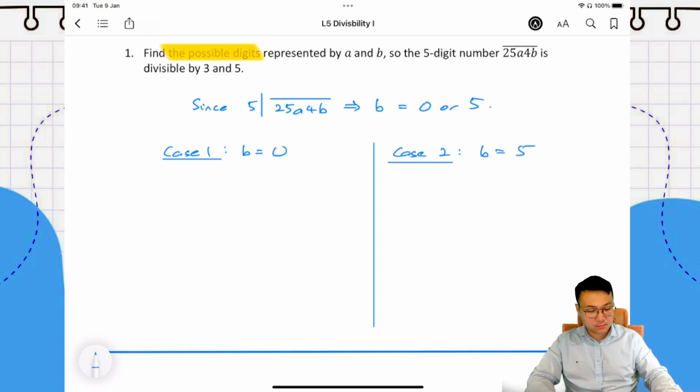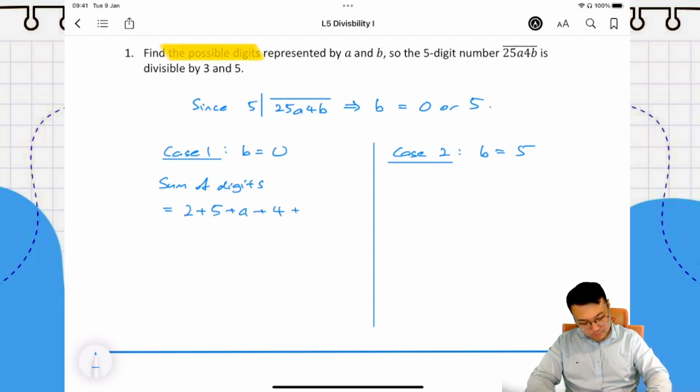So tell me, when B equals 0, Lian, what is the sum of digits? How do I find it? 2 plus 5 plus A plus 4 plus 0. Excellent. What do you get?